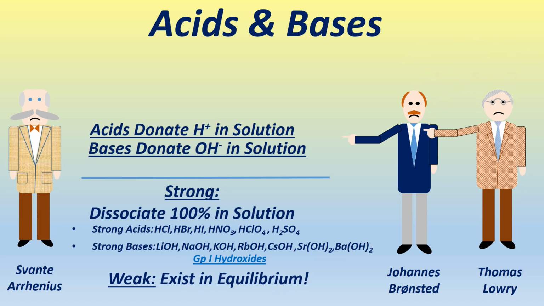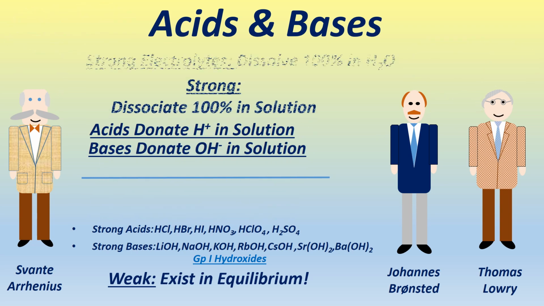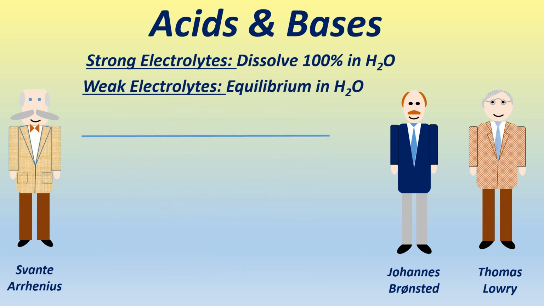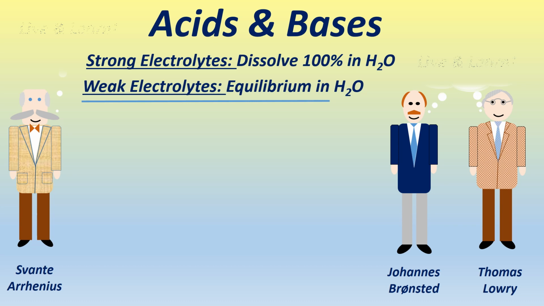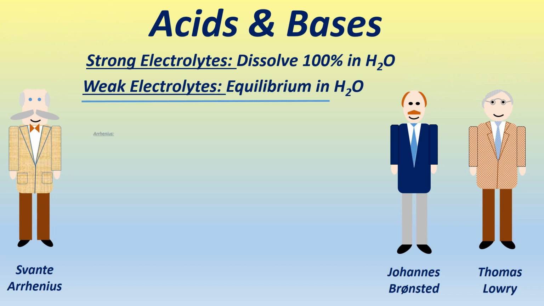So in a very short period of time, the theories of acids and bases were evolving. Arrhenius, Bronsted, and Lowry all agreed that electrolytes could either be strong or weak, dissolving or existing in equilibrium. However, they differed on their definitions of acids and bases. Arrhenius said that an acid was anything that donates an H plus ion to solution, and a base donates an OH minus ion to solution.